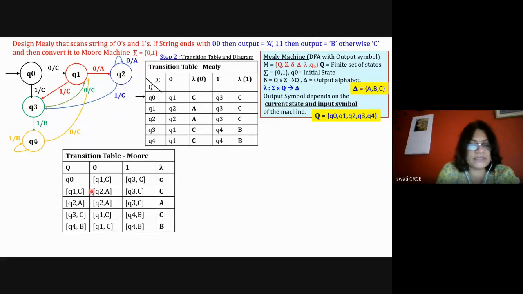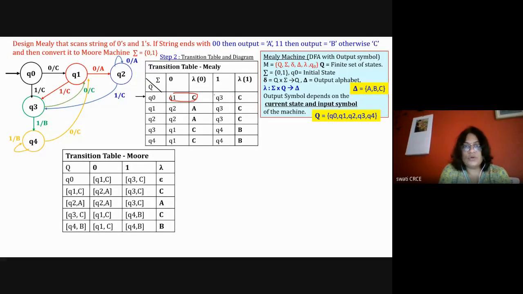Okay, so now how to create this table? Remember carefully. What I am doing is that here, take all the states and write them as they are. We'll start from Q0. Q0 with 0 is going to Q1, and the output symbol is C. So I'll say that it's going to the state Q1 which generates the output symbol C. So I am writing it here: Q0 with 0 is Q1C. We combine them together and it is Q1C.